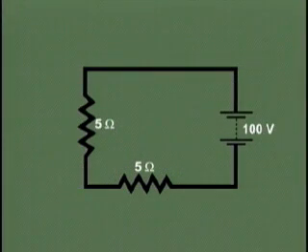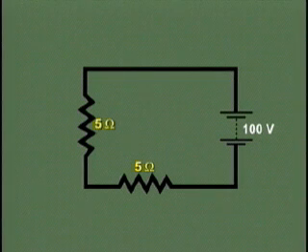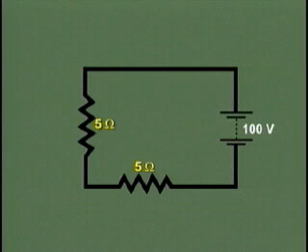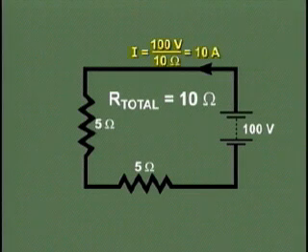Now let's take a look at resistances in series. Here we have a 100-volt battery supplying two 5-ohm resistors connected in series. In this case, the total resistance is equal to 5 plus 5 equals 10 ohms. Consequently, the current supplied by the battery is equal to 100 volts divided by 10 ohms equals 10 amps.